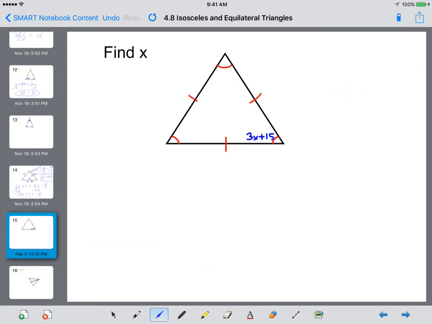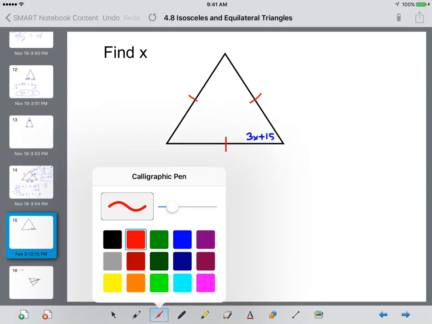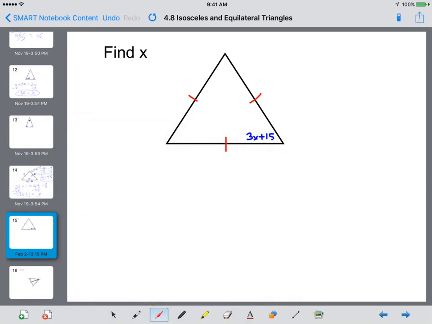Let's try this one. I think all you're given in this one to start with is this information, where all sides are equal. If all the sides are equal, then that means that all the angles are congruent. And if all the angles are congruent, 3 angles add up to 180. They all have to be the same. So if we divide it by 3, each angle has to be 60 degrees.